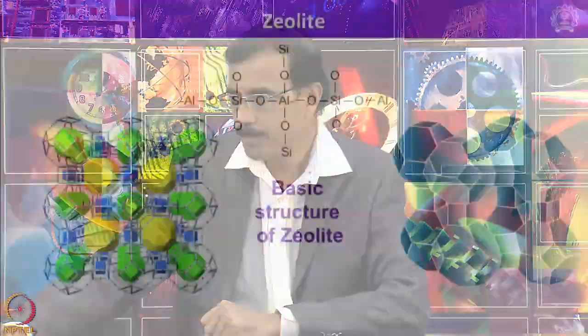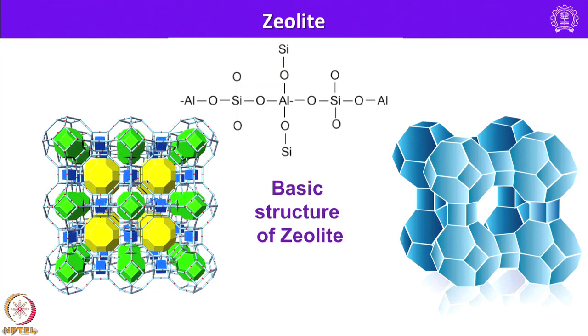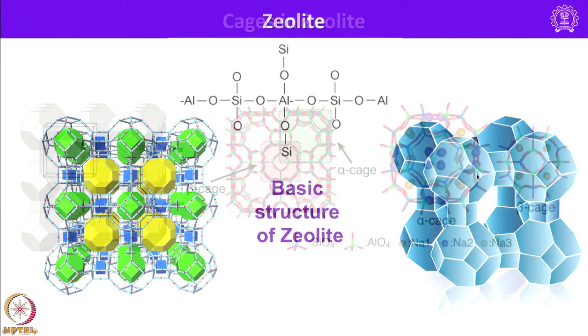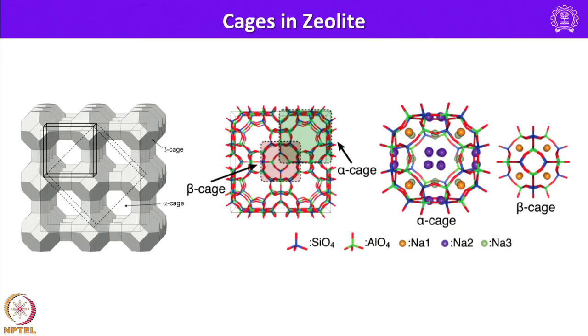So, this is how the typical zeolite looks like. Okay, so, this one unit we call it as sodalite structure. This is how the cages in zeolite look like.